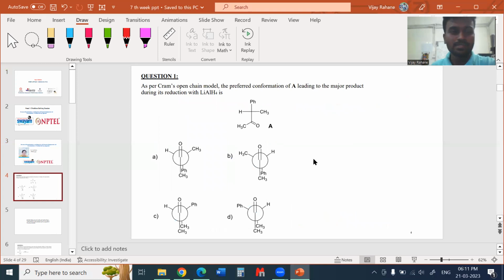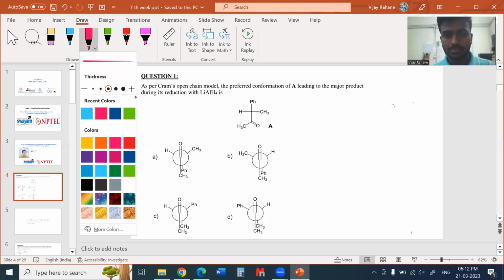This will be the first problem. Here we are given, as per Cram's open chain model, the preferred conformation of A leading to the major product during the LiAlH4 reduction. They have given a structure A, and we need to identify which conformation gives the major product. So which conformation will give the major product in this one? That we need to find out.